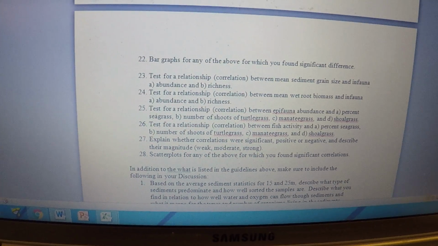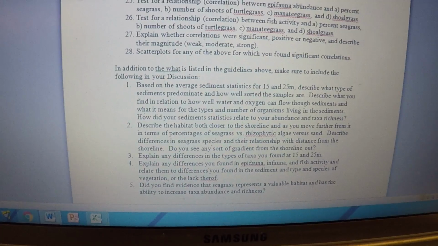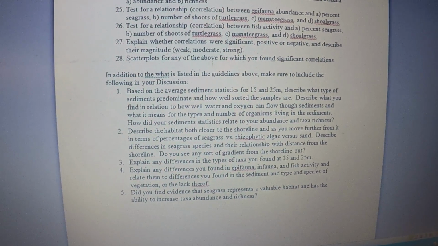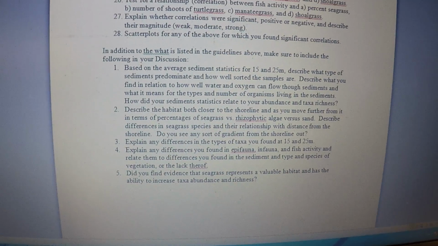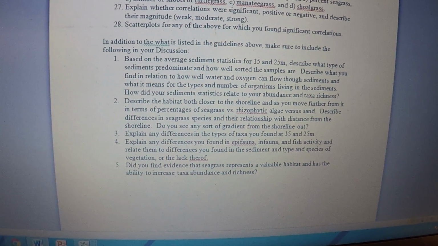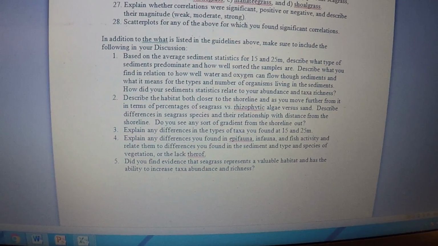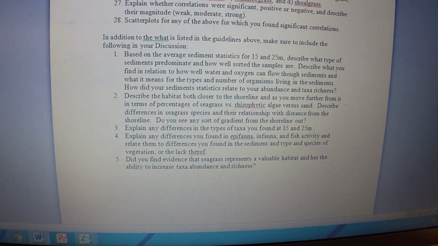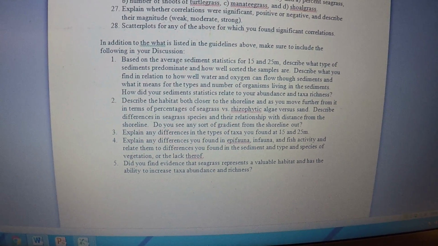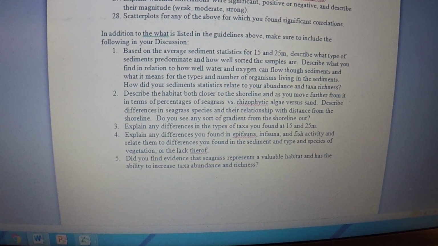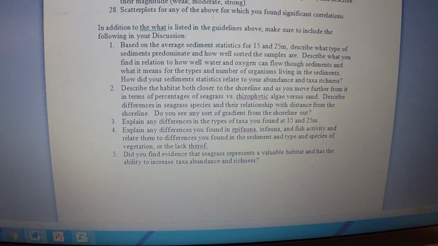And then there's some information that you want to make sure you address in your discussion. This is not the entire thing that you want to discuss, but it's certainly things that you do want to address. So for instance, I did not write anything in here about error, or new studies that you could do.